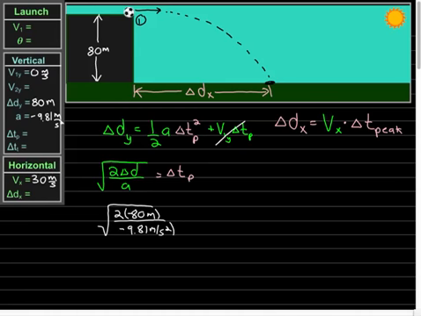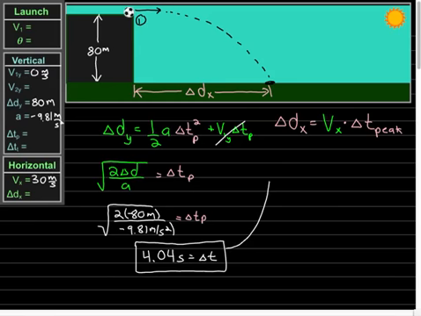So when we do that, we do in our calculators the square root of 2 times negative 80 divided by negative 9.81, and you get out 4.04 seconds. 4.04 seconds is equal to our change in time. All right, there we have it. We now know how long the ball's in the air.